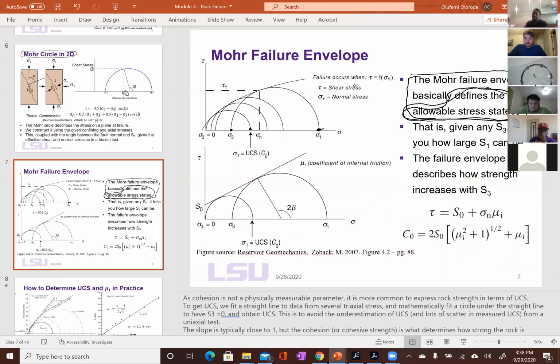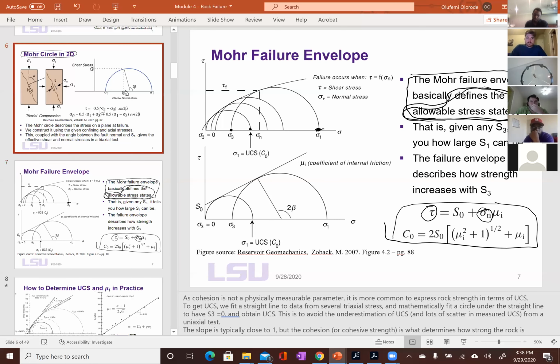Maximum allowable stress is this value right here. And it's this maximum circle you can draw under the failure envelope. So it's a graphical procedure originally. Then we came up with mathematical expressions that we can use to predict the shear stress on the surface after failure, and the normal stress on the surface after failure.